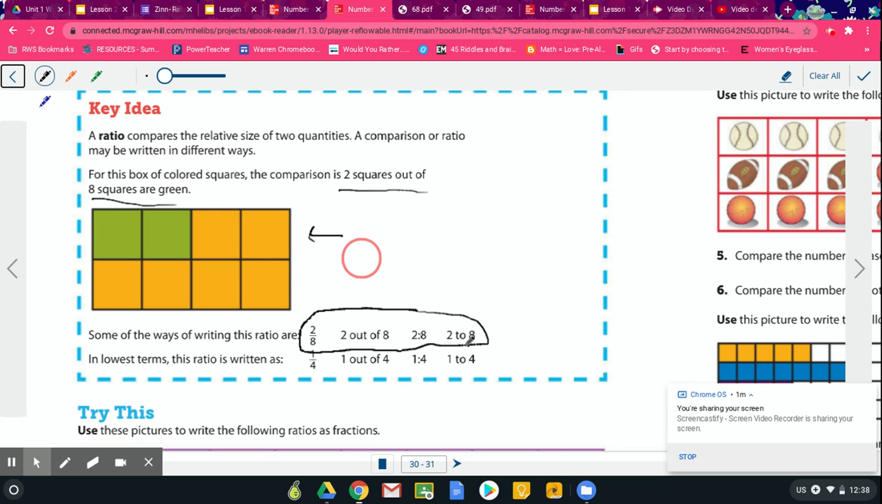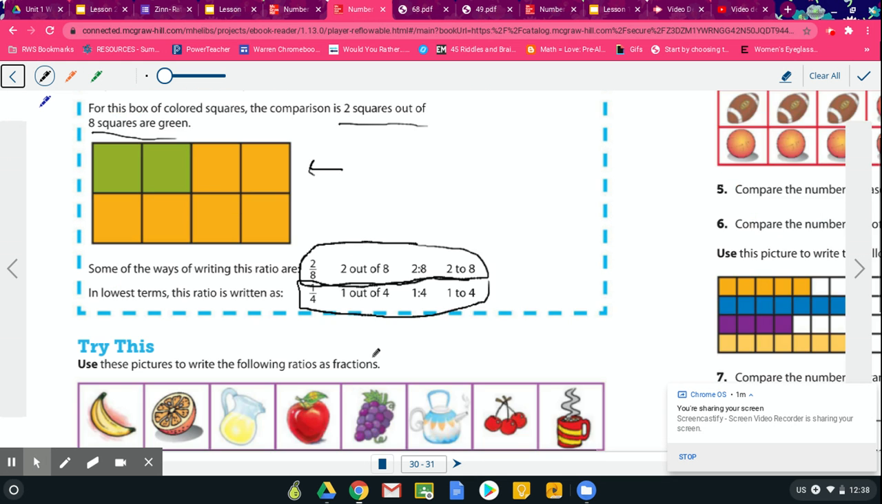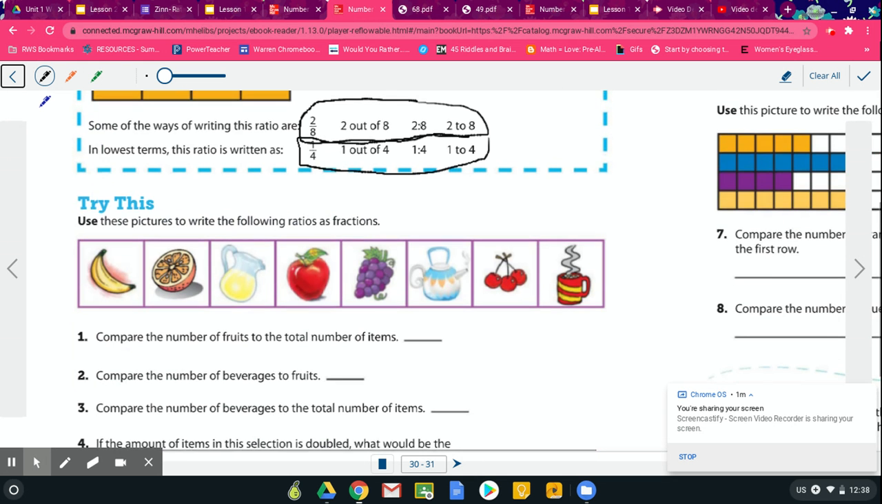Sometimes I'm going to ask you guys to write it in simplest form or lowest terms, which if you know how to simplify fractions, it's the exact same thing. 2/8 could be simplified to 1/4. So you could say 1 out of 4 and so on. All right, so now let's try.